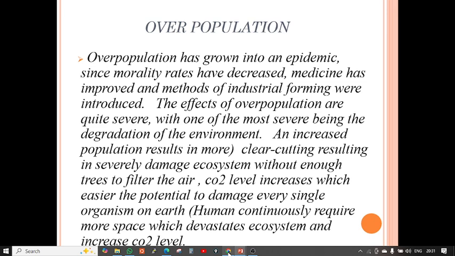In one case, pollution increases due to the heavy burning of fossil fuel. In another case, the trees are being cut down. So both are opposite in nature. If trees are there, then the CO2 level can be balanced, but the CO2 level also increases due to an insufficient number of trees.